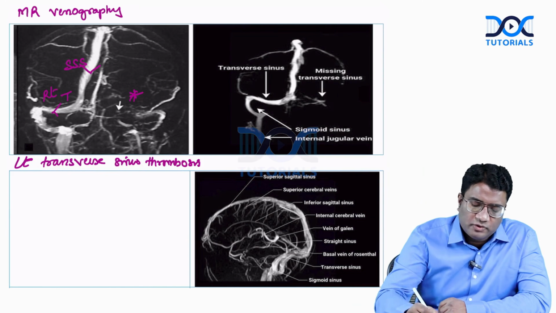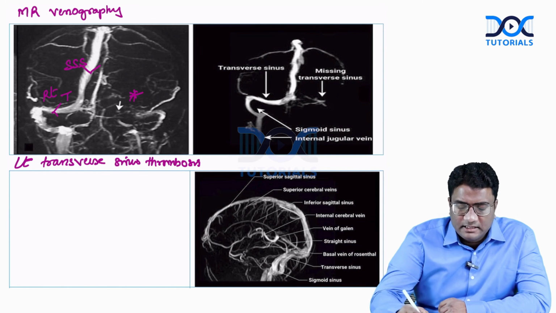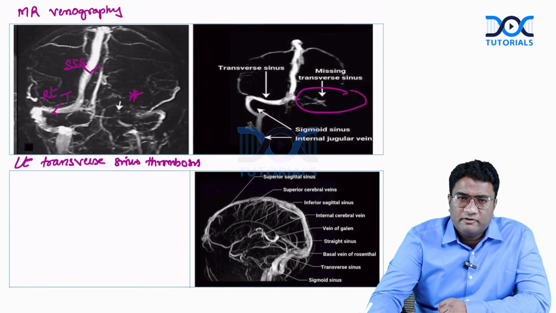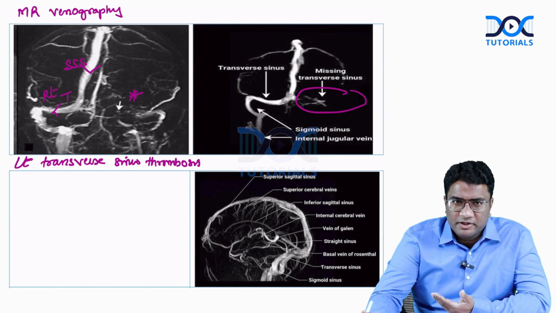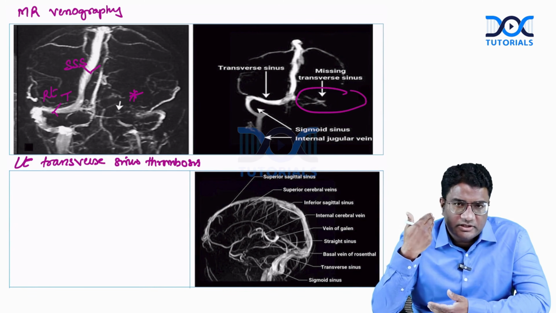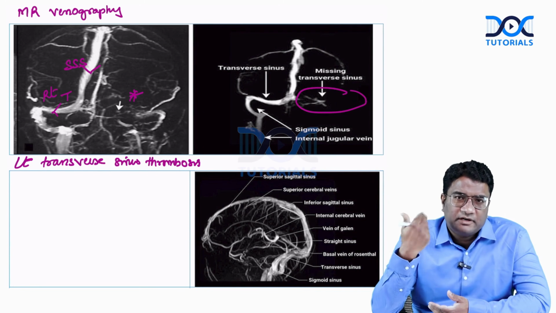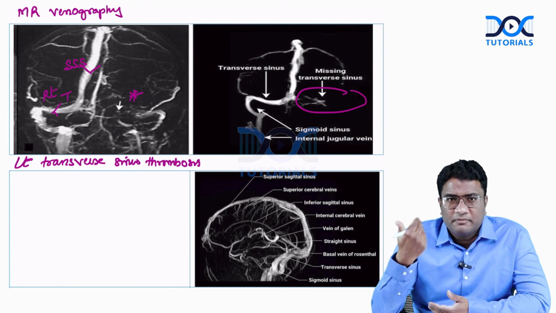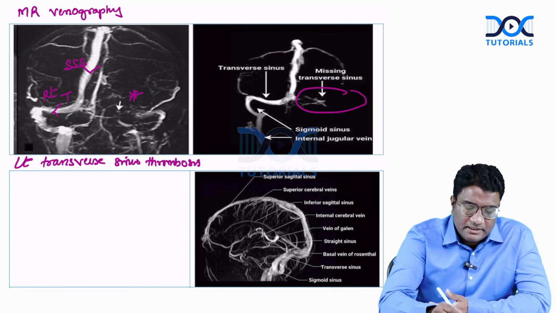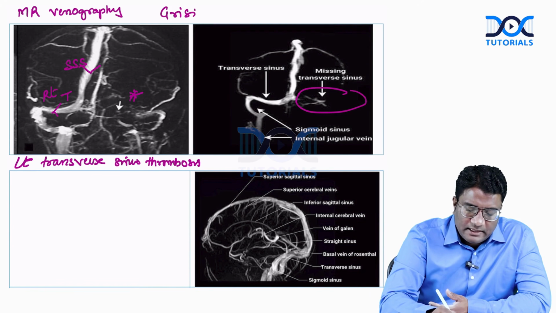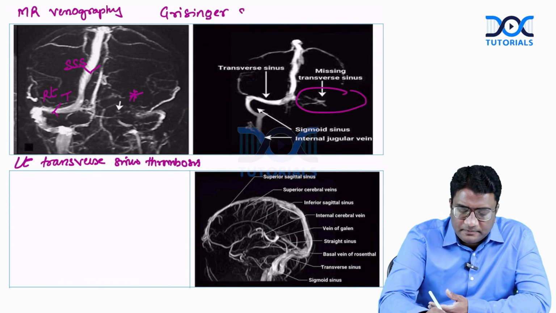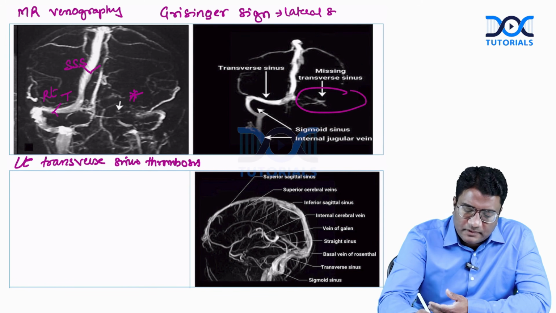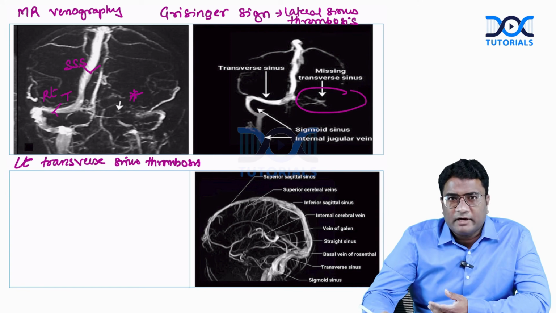So the same thing is shown here, right? So absent signal in the transverse sinus on MR venography. So you may have a CSOM patient with left ear discharge, and the patient may have this left transverse sinus getting thrombosed. This is called the Griesinger sign. Remember, Griesinger sign is a lateral sinus thrombosis that occurs in CSOM patients. So that is the Griesinger sign that we have.